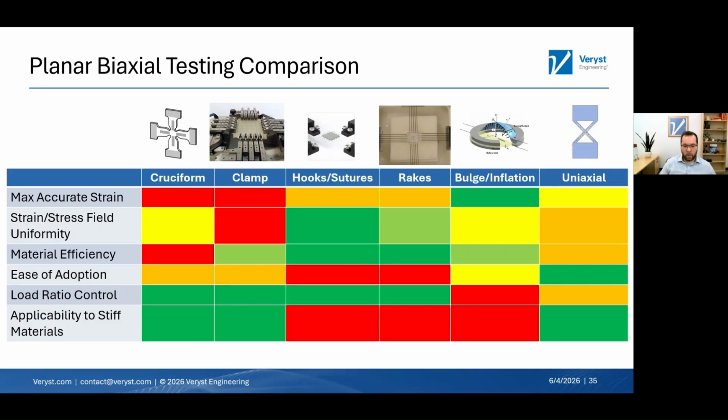In terms of load ratio control, all the biaxial test systems, whether it's cruciform, clamp, hooks, or rakes, obviously excel at this. This is what they do. Bulge inflation is very, very poor at this. It's very, very hard to control that and keep your analytical solution intact. Uniaxial is slightly better, simply because you have that ability to vary it by your angle alpha and with respect to your fiber angle as well.